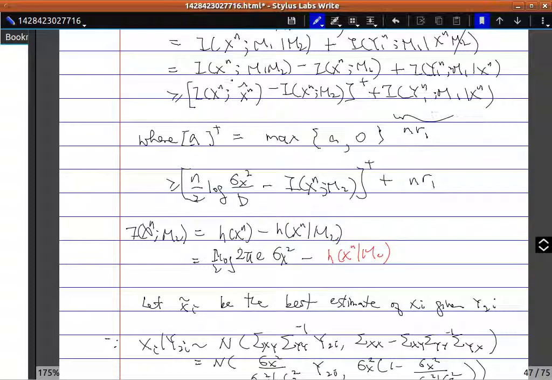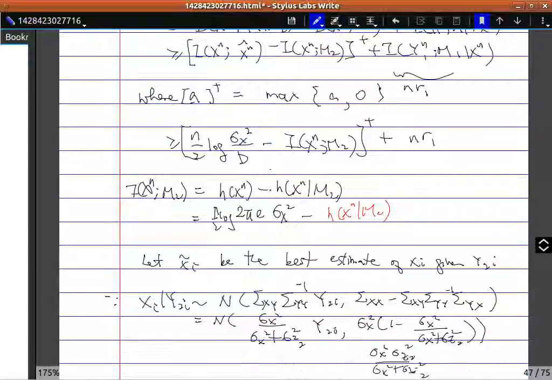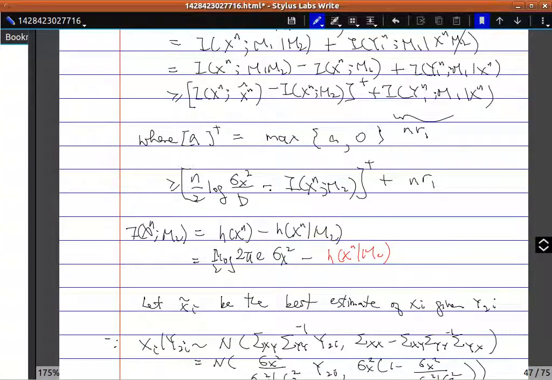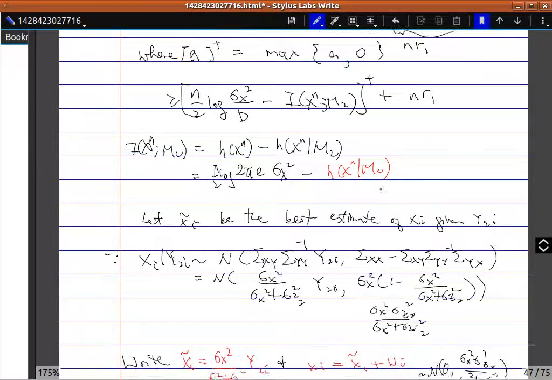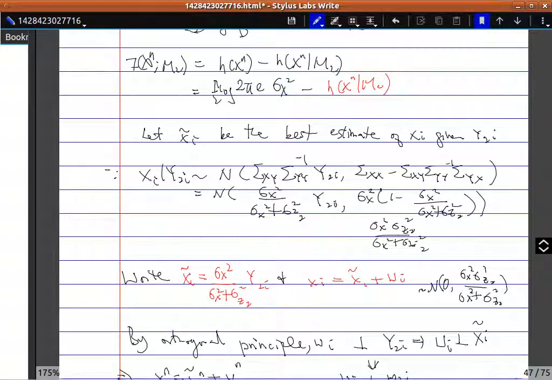And this guy, just as what we did previously, should be just equal to n over 2 log sigma x squared over d. So therefore we have, actually we are not done yet. We have this left, but we need to figure out what this is. So we can write this as h(xn) minus h(xn given m2). The first term is easy, just equal to 1/2 log 2 pi e sigma x squared. For the second term, it will be trickier.